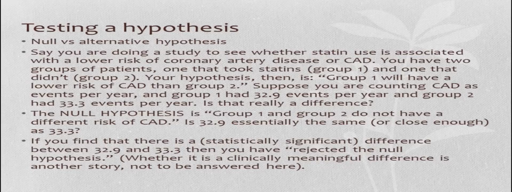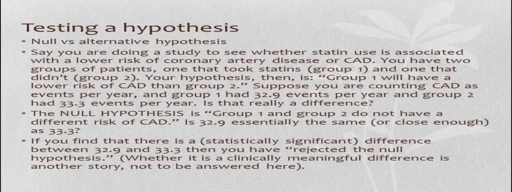So say you're doing a study to see whether statin use, those are cholesterol-lowering drugs, is associated with a lower risk of coronary artery disease, or CAD. By the way, it is. But this is a made-up study. So you have two groups of patients, one that took statins, which is group 1, and one that didn't, which is group 2. So your alternative hypothesis is group 1 will have a lower risk of CAD than group 2, right?